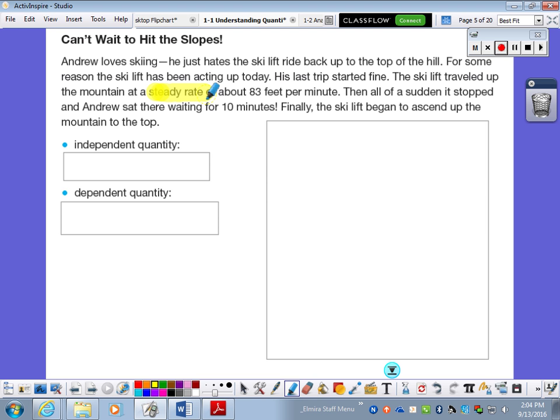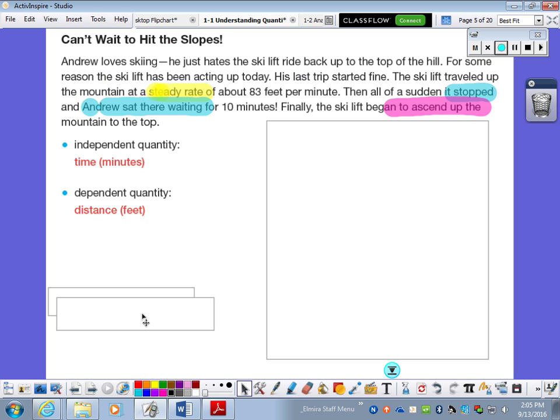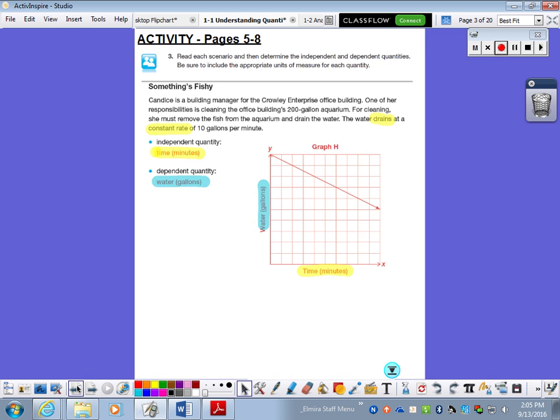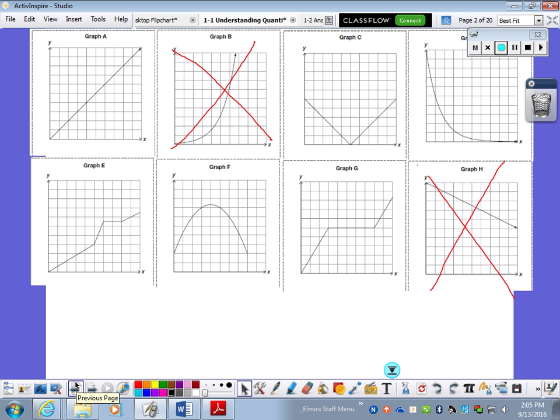Then all of a sudden it stopped. So I'm looking for a graph that changes and shows Andrew sitting there waiting for 10 minutes. If it's not going up the mountain, it's staying in one place. And then finally, the ski lift began to ascend, which means go up. Ski lift began to ascend up the mountain to the top. So here's our independent and dependent. So what we're looking for is a graph that goes up and then stops and then goes up again.